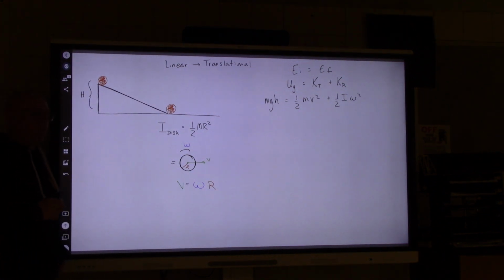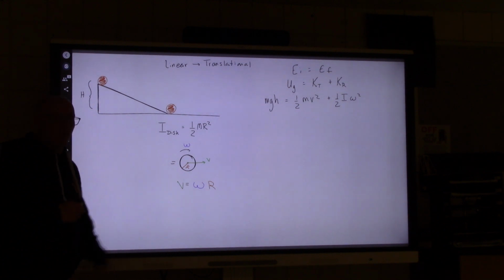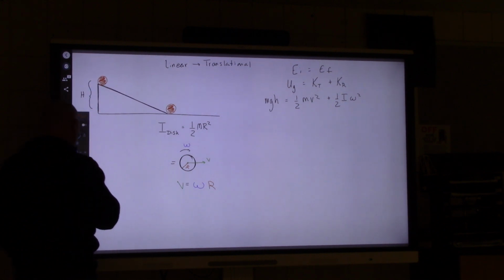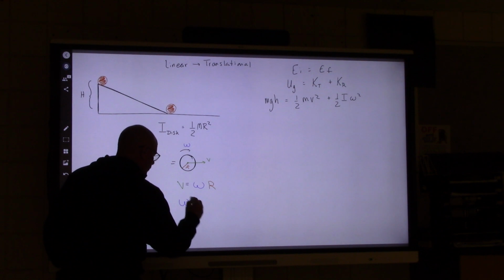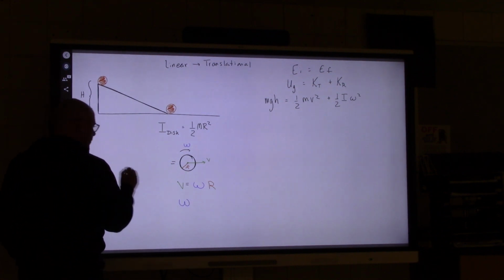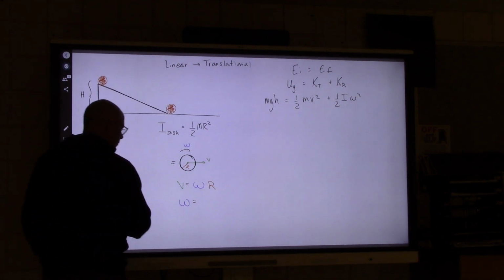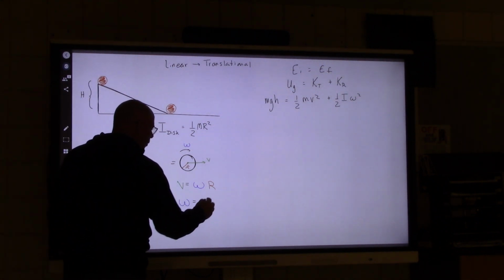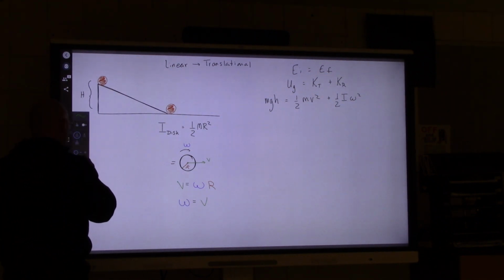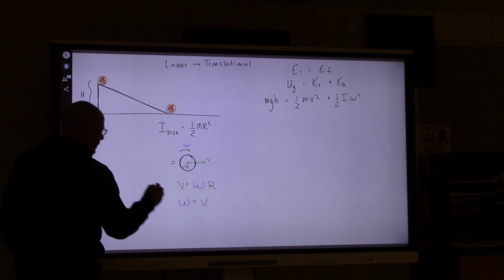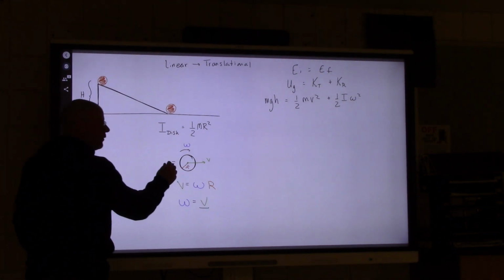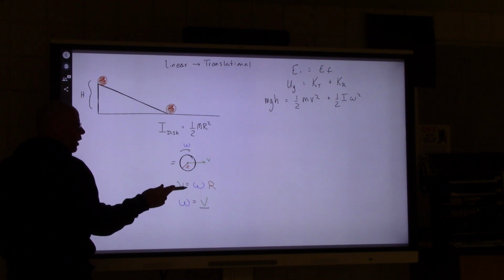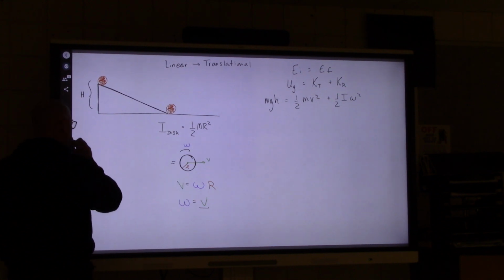Now, if I rearrange this to solve for omega, what do I end up with? V over R. Whether it's a capital R or a lowercase r, it doesn't really matter in this moment because it's just the radius of the thing. So it depends on how you call it. If I called this a lowercase r, it wouldn't matter.